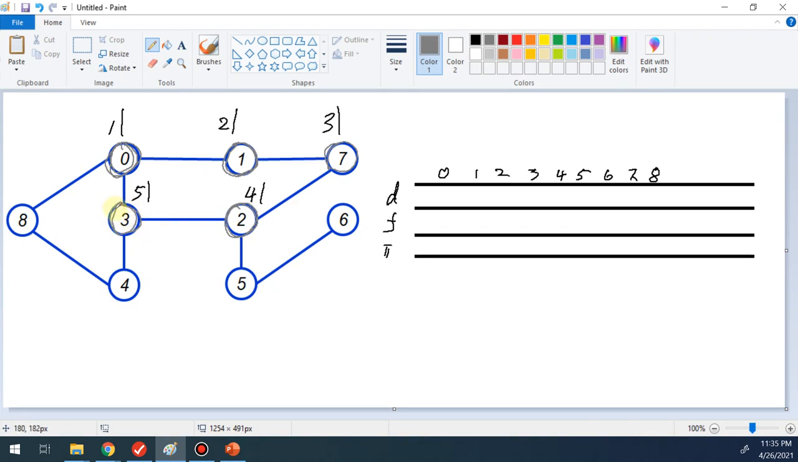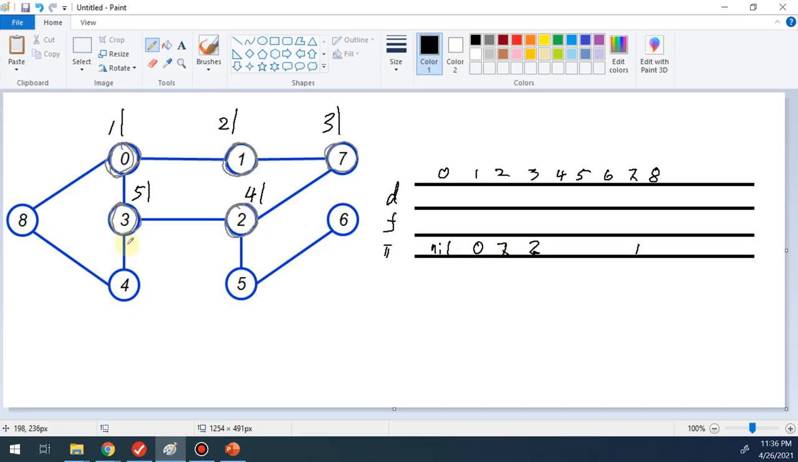We have gone really far, so let's fill in the parents first. For 0, the parent will be nil, that's for sure. For 1, the parent is 0. For 7, the parent is 1. For 2, the parent is 7. And for 3, the parent is 2. Okay, I have filled in all the parents for the nodes we have already touched.